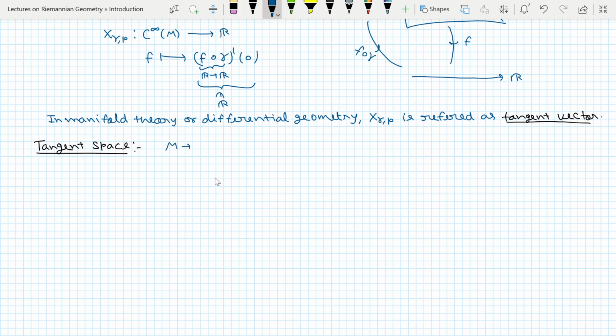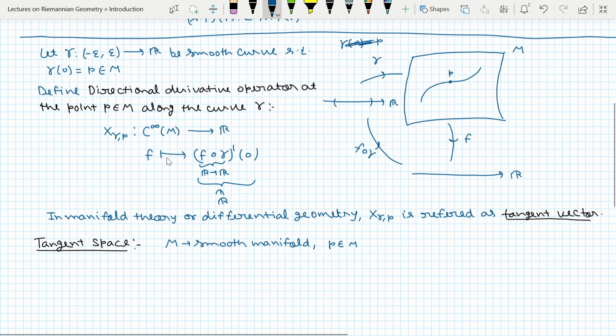So you have your smooth manifold M, and you have your point P. I forgot to tell you one thing. I'm not doing it here, but I'm telling you, and you can look it up in any book.